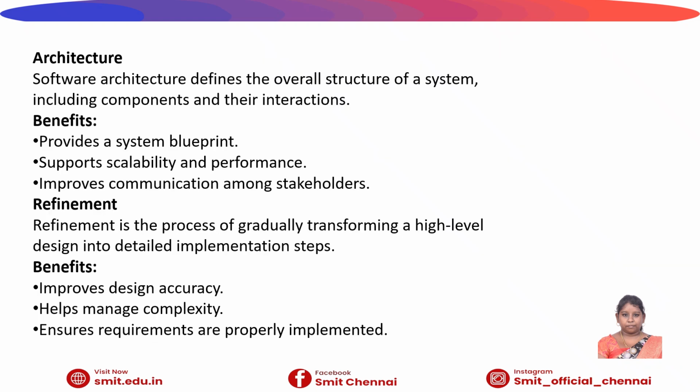Next is software architecture. We know what architecture is. It is nothing but the overall structure of the system, which includes the components and their interactions. We can say that the architecture is the blueprint for designing our software systems. The components of the architecture are modules, interfaces, database, and the communication mechanisms. The types of architectures are layered architecture, client server architecture, microservice architecture, and service oriented architecture.